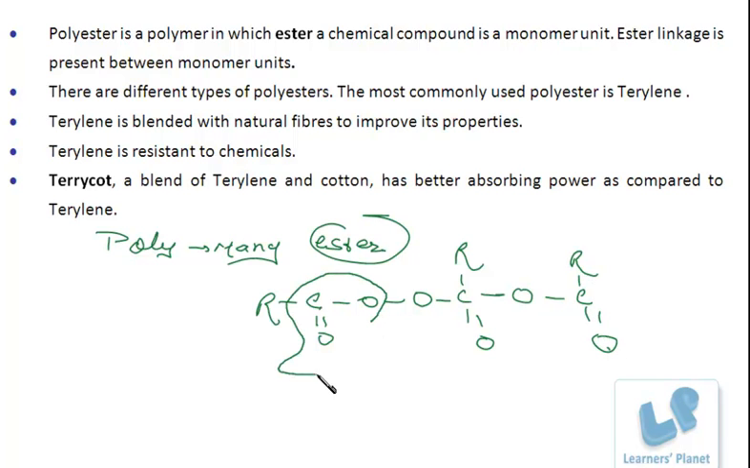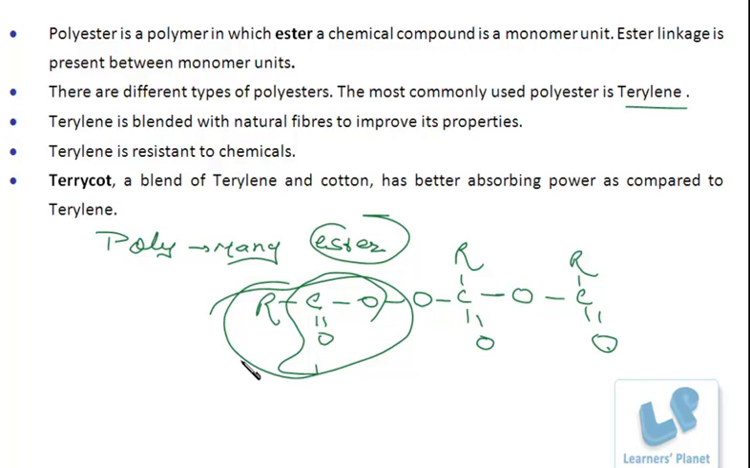This is one ester unit, this complete. So polyester is formed. Ester is a monomer unit. Okay? There are different types of polyesters. The most commonly used polyester is Terylene. Terylene is blended with natural fibers to improve its properties.